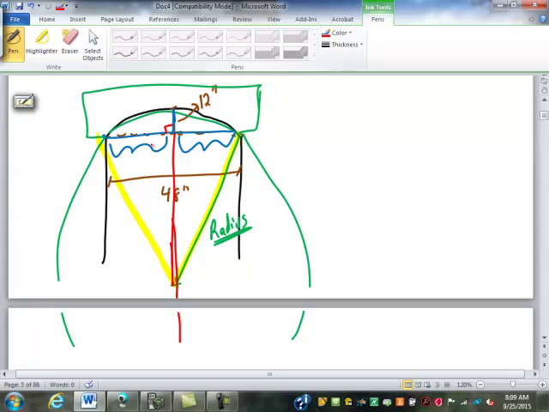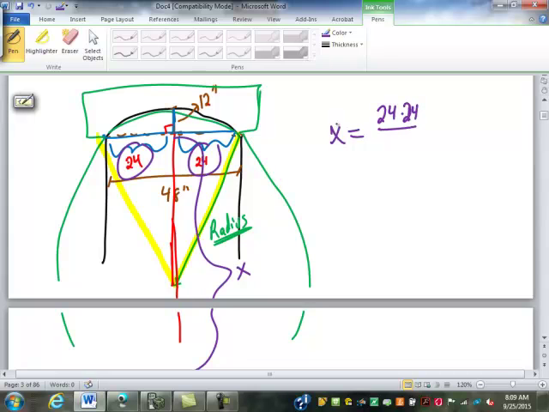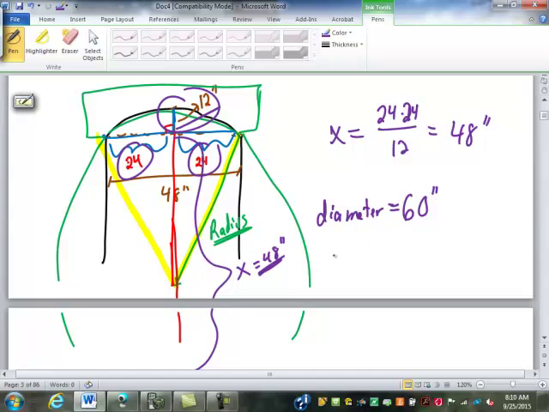So anyway, what we've got there is 24 and 24, along with our 12. What we're going to be finding is the rest of that length. That's going to be x. So x is going to be found by doing 24 times 24 divided by the 12, which is going to give us 48 inches. So x is 48 inches. That tells us that the diameter of our circle is not 48 inches. What is it? 48 plus 12, 60 inches. So that our radius is 30 inches. So you need a 30-inch string to put that on there and mark it out.